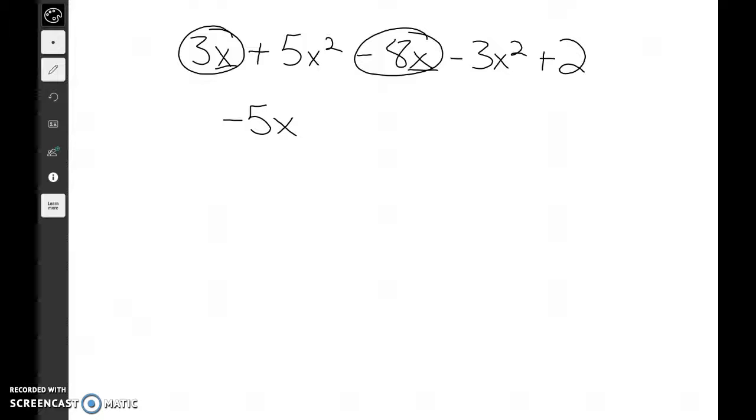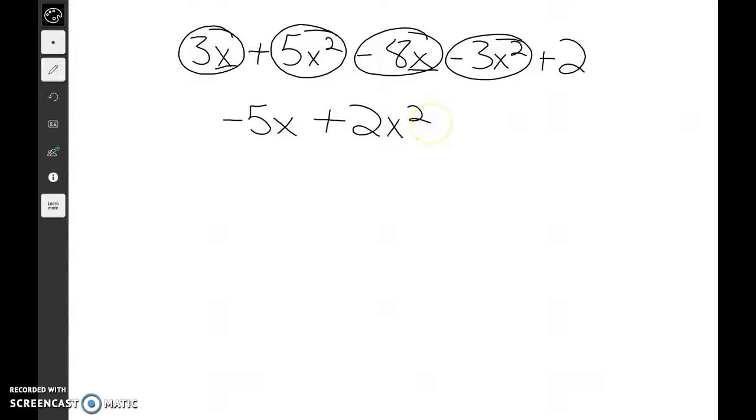Next, we'll look at our x squared. So we have positive 5x squared. So when we look at the numbers there, 5x squared, we need another x squared. So can you find the x squared? Yes. The other is negative 3x squared. So when we combine those two, just add them together. Or in this case, subtract. What's 5 minus 3? If you said 2x squared, you are correct.